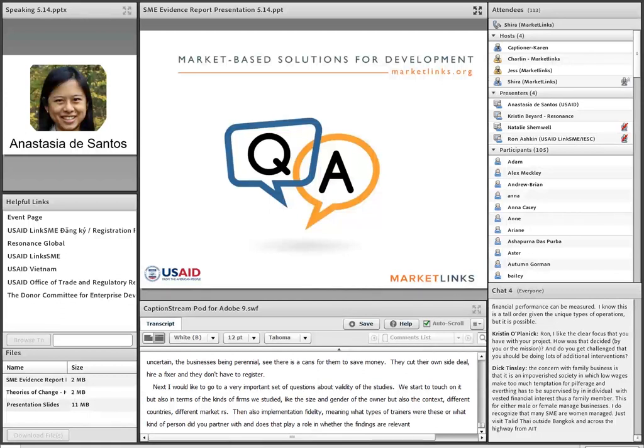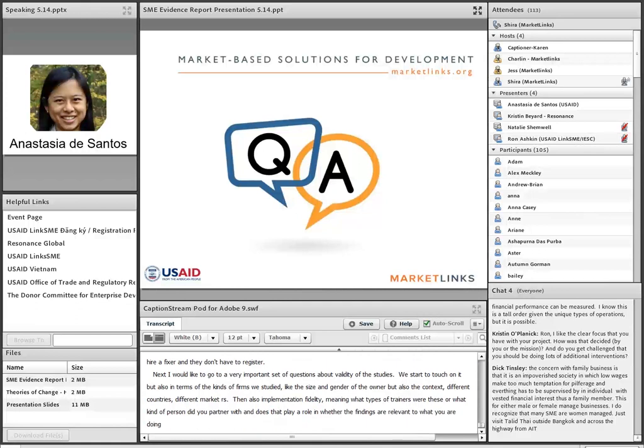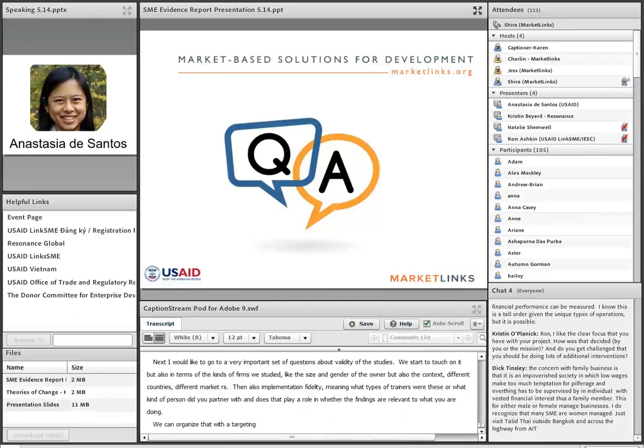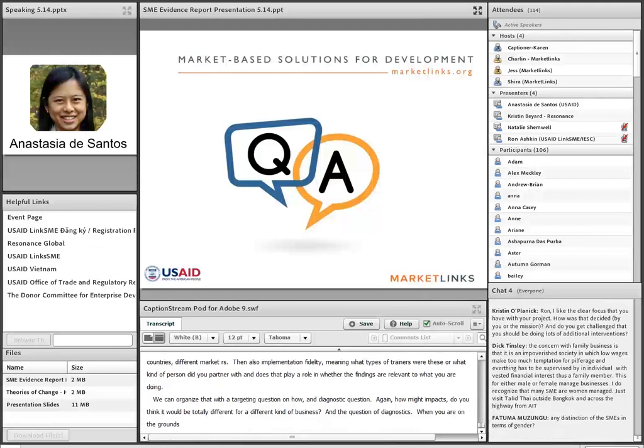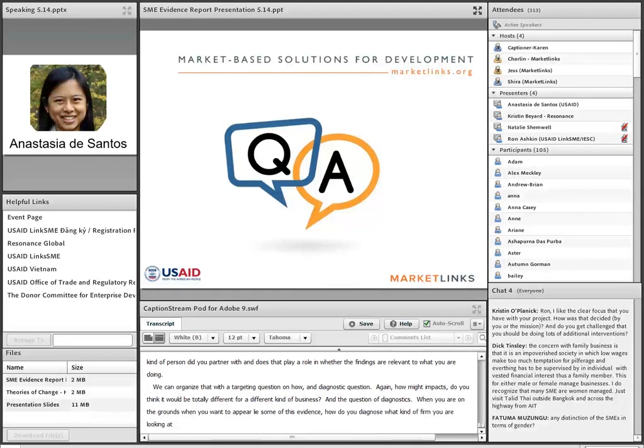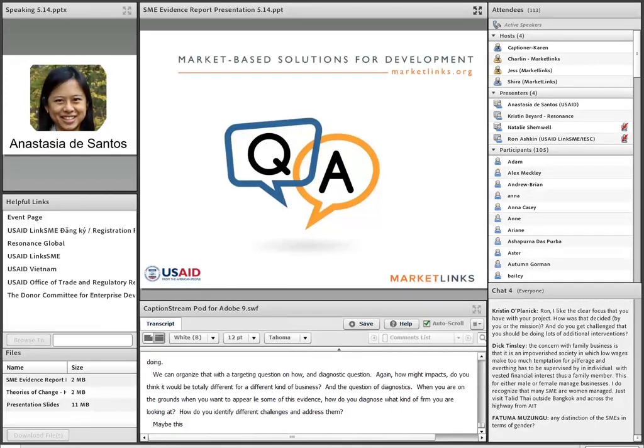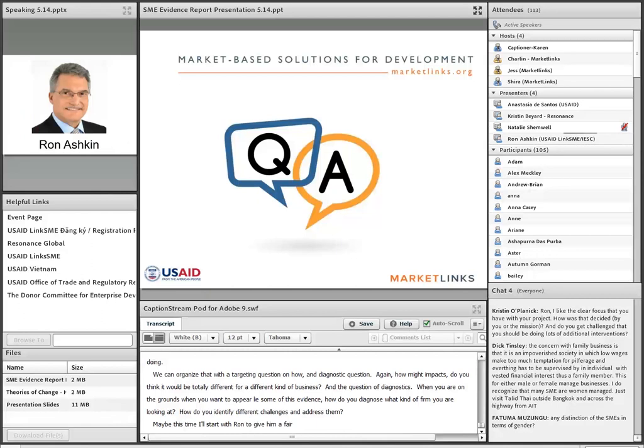I think we could organize that with a targeting question and a diagnostic question. Do you think the impact would be totally different for a different kind of business? And then the question of diagnostics: when you're on the ground and want to apply some of this evidence, how do you diagnose what kind of firm you're looking at? How do you identify different challenges and address them? So maybe this time I will start with Ron to give him a fair chance. Okay, how do I identify challenges?